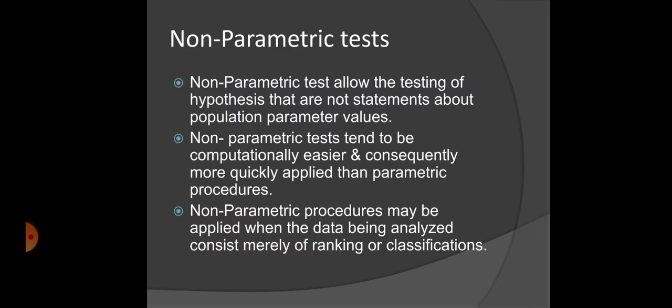Then next we see non-parametric tests. Non-parametric tests allow the testing of hypotheses that are not statements about population parameter values. Parametric tests are the tests which allow testing of parameter values, but non-parametric tests allow the testing of hypotheses that are not statements about the population parameter values. That means those values which are not according to the parametric values of the population, we use the non-parametric test in a hypothesis.